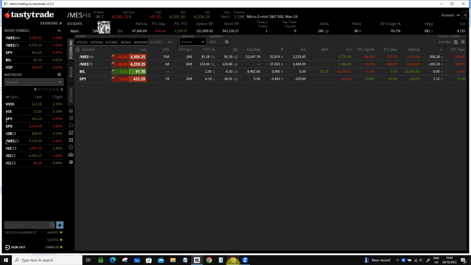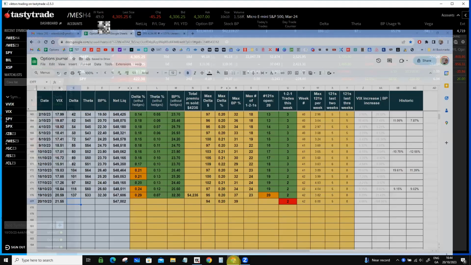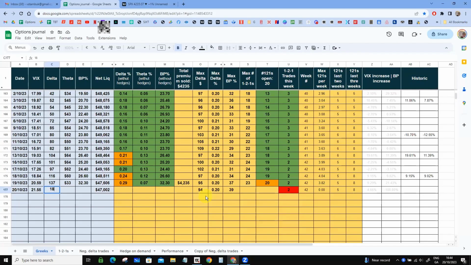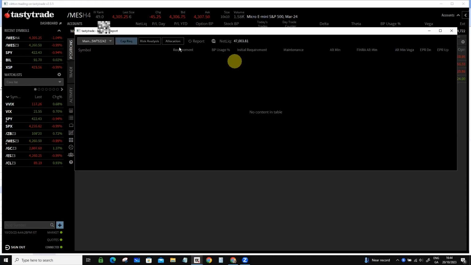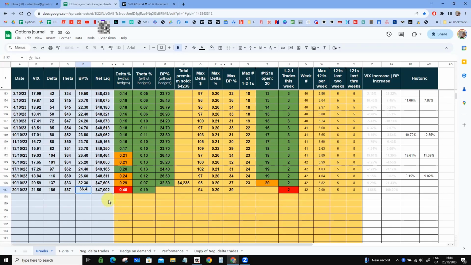So the VIX is 21.55. Delta 186 and 87. And this is, actually, let me just do the buying power so we see where we stand. Refresh it. MES 36.4. Okay.